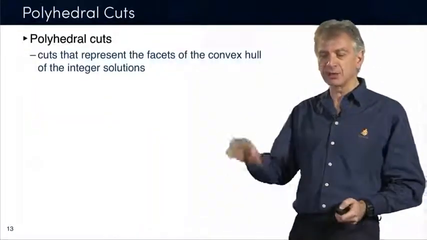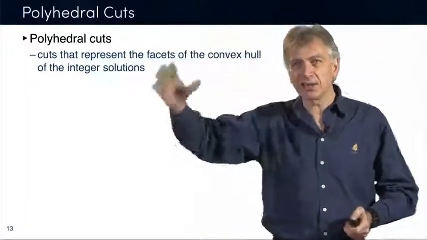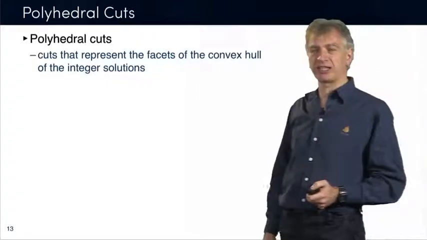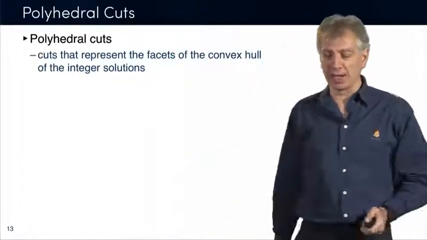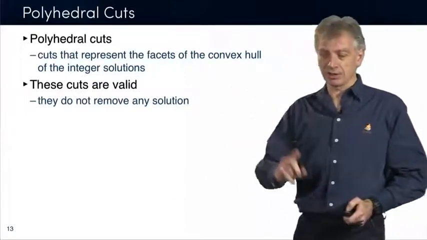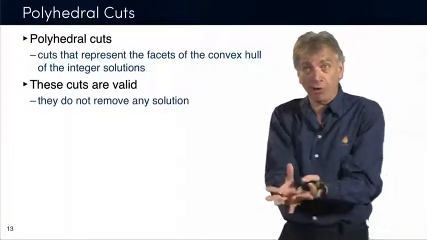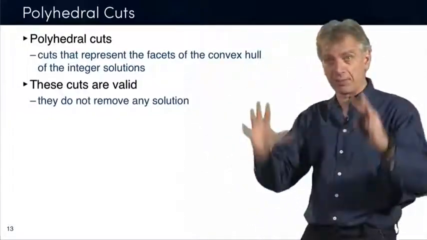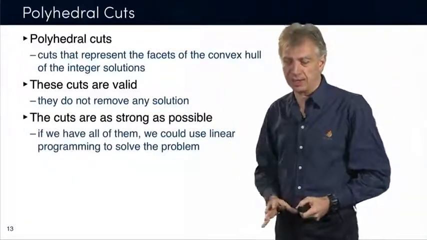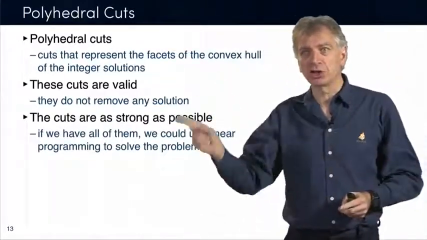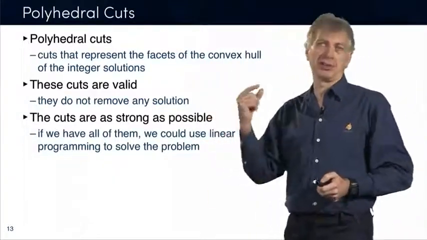So, in a sense, this is what we are going to talk about. We are going to talk about these polyhedral cuts, which are essentially these facets of the convex hull. If we had all of them, we would just use linear programming and we would be very happy. Now, these cuts are valid. They don't remove any solution. I took the convex envelope of all the integer points, so I'm not removing any of them. They are all included. And they are also as strong as possible. If I have all of them, I could just use linear programming and find the optimal solution.